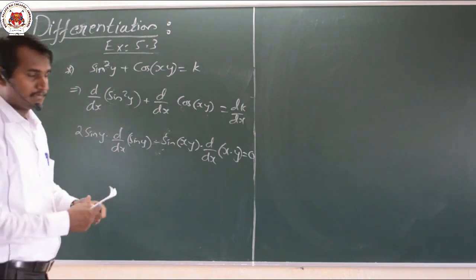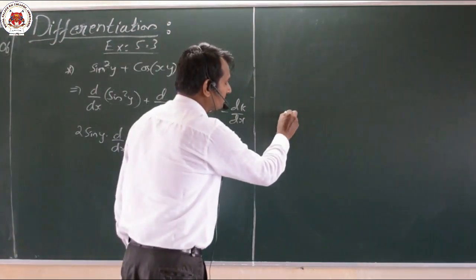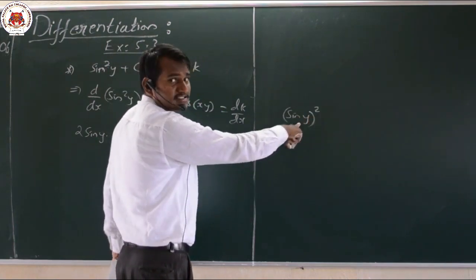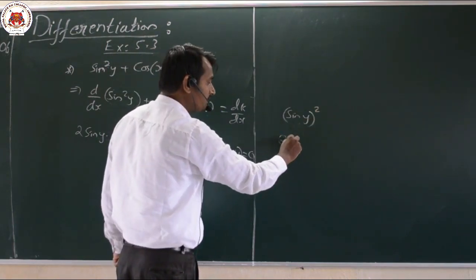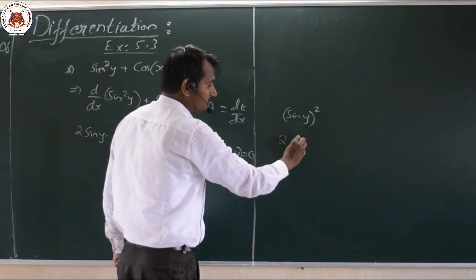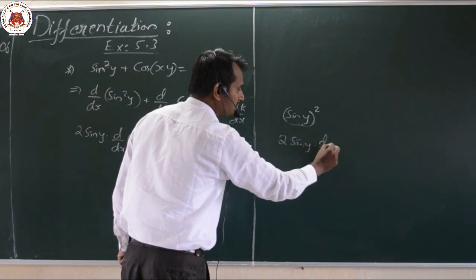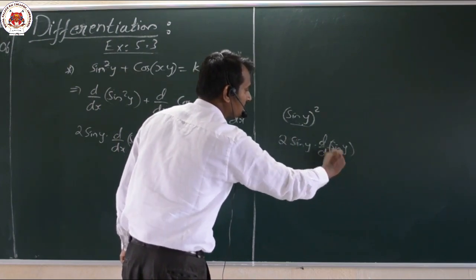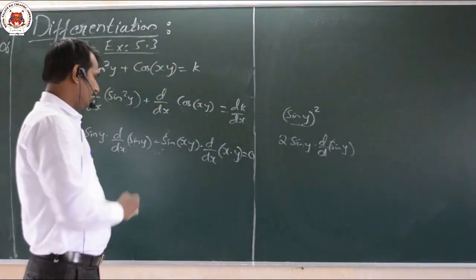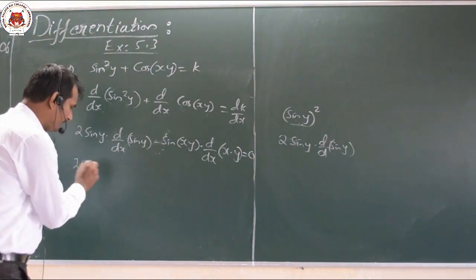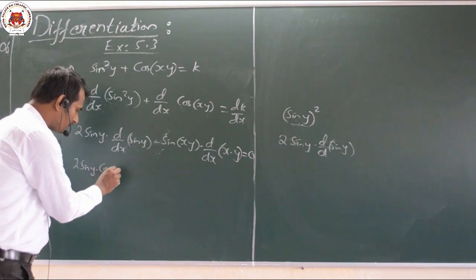Sin square y. I can write this sine square as sine y whole square. Treat this as x square. X square differentiation becomes 2x. 2x means 2 sine y into further differentiation of this whole sine, which will be d by dx of sine y. Okay, that we had solved here. Next, here 2 sine y into sine y differentiation is cos y.